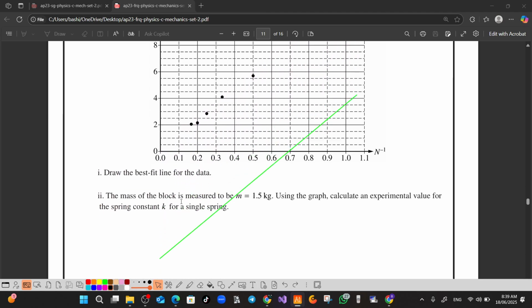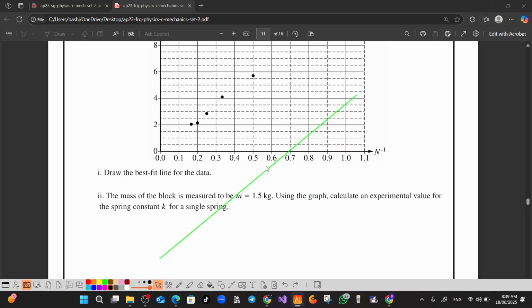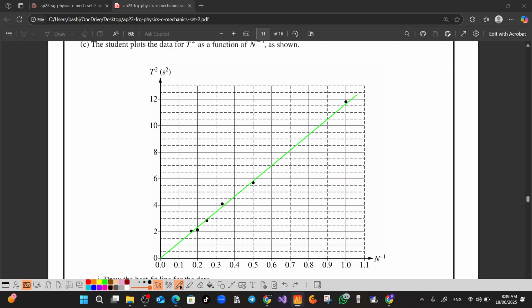The mass of the block is measured to be 1.5 kilograms. So we have the mass of the block now. Using the graph, calculate an experimental value of the spring constant k for a single spring. So only for a single spring, we need to know what will be the k.